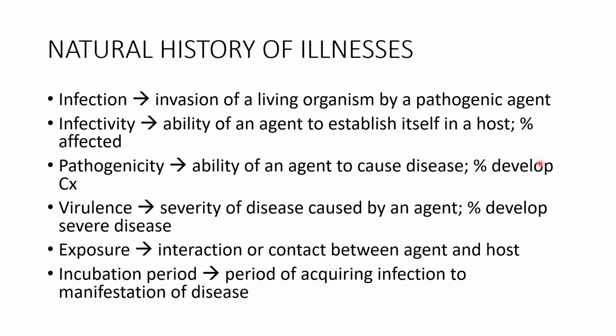So the percentage of the population that actually develop clinical signs. Then virulence is the severity of disease caused by an agent, the percentage or proportion of the population that actually develop severe disease. So between the two, within the realms of epidemiology, pathogenicity is the ability of the agent to cause disease. Virulence is the severity of the disease caused by the agent. So please be wary of the difference of the two.